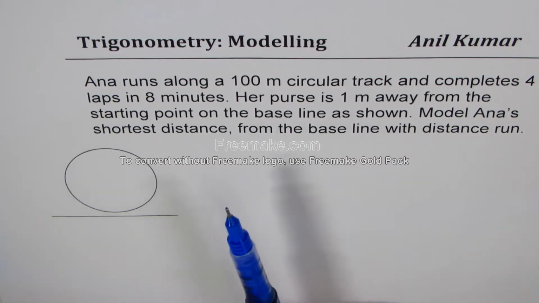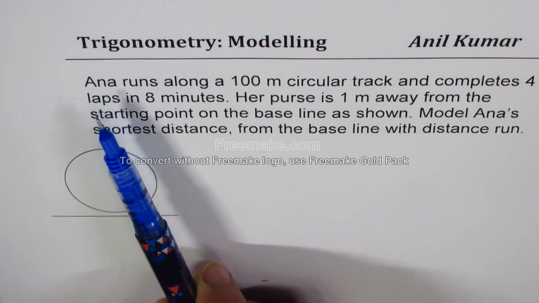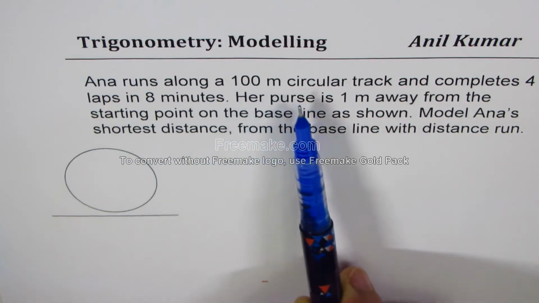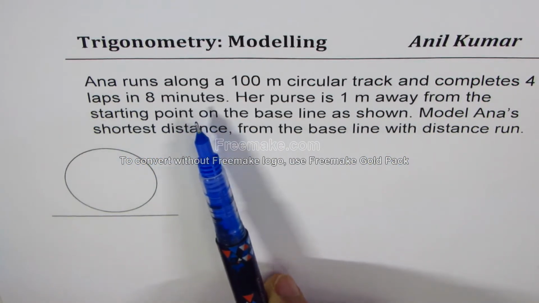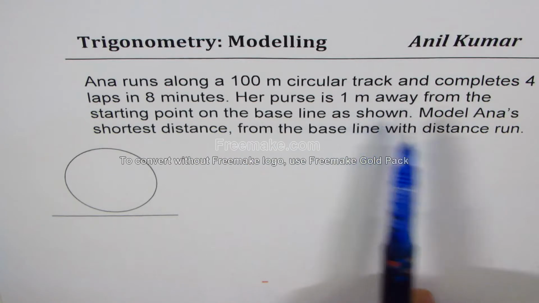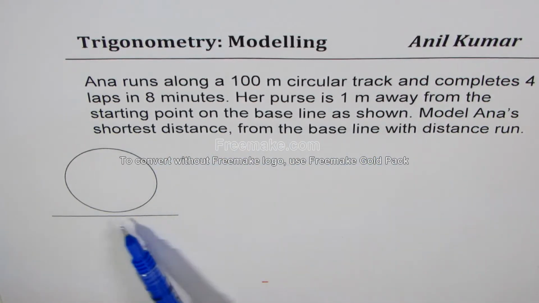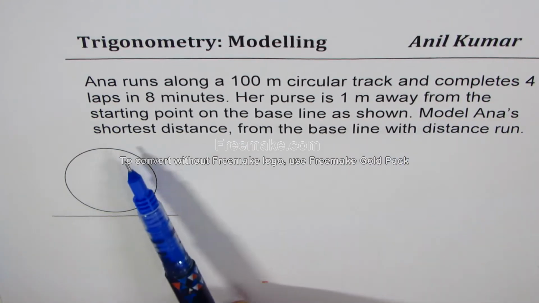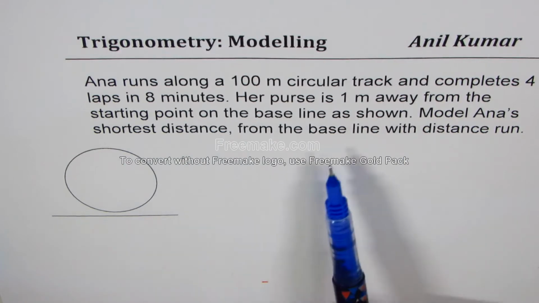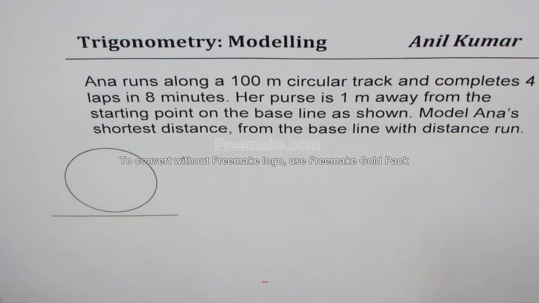The question has now been modified as follows. The first one is: Anna runs along a 100-meter circular track and completes 4 laps in 8 minutes. Her purse is 1 meter away from the starting point on the baseline as shown. So this is the baseline and that's the circular track. Model Anna's shortest distance from the baseline with distance run by Anna. So that is one version.